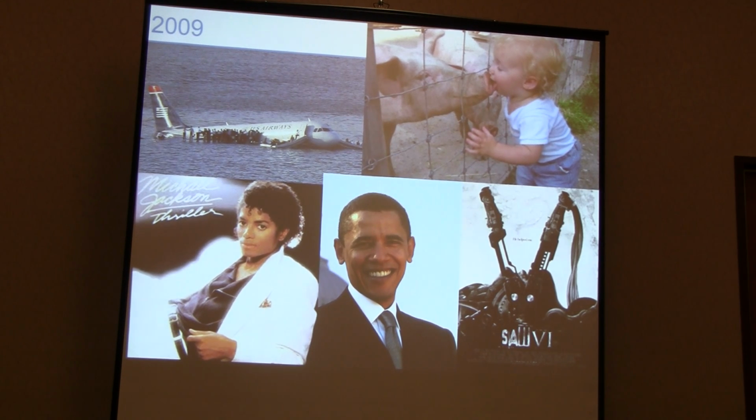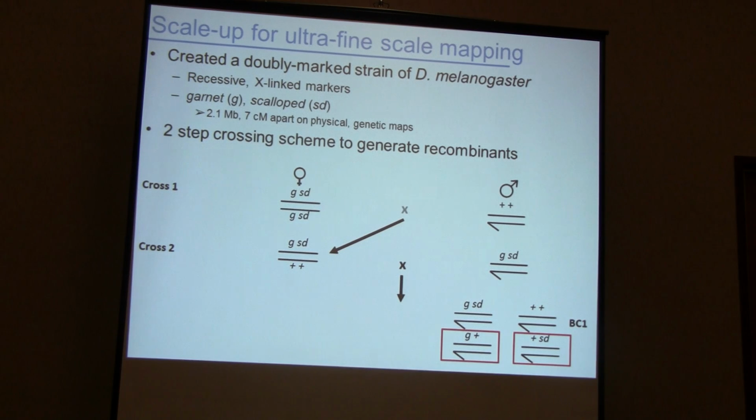Now, we decided that we were going to do this study again, learning lessons from the not so successful first chapter of this installment. We were going to pick different visible markers, and so we decided we were going to scale this up. We were going to go for 10,000 recombinants again using a different pair of markers. And the markers that we ended up selecting are, again, recessive and X-linked, and they correspond to mutations in the genes garnet and scalloped.